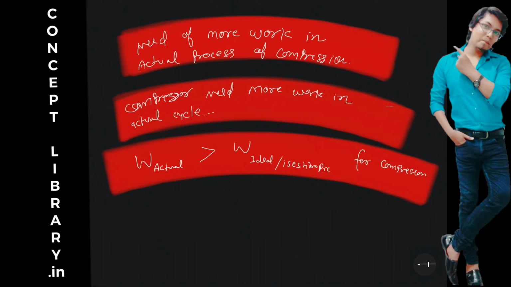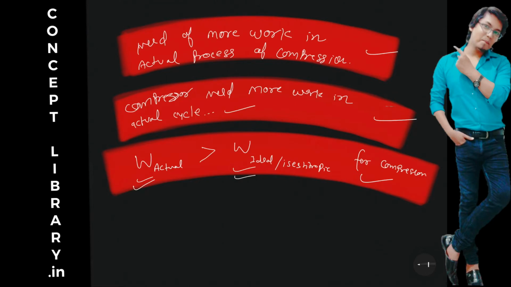So welcome to this video. Our main motto is to understand why there is a need for more work in the actual process of compression, while in the ideal process we need less work. A compressor needs more work in the actual cycle. Why? Work done for the actual cycle is greater than work done for the ideal cycle for a compressor.